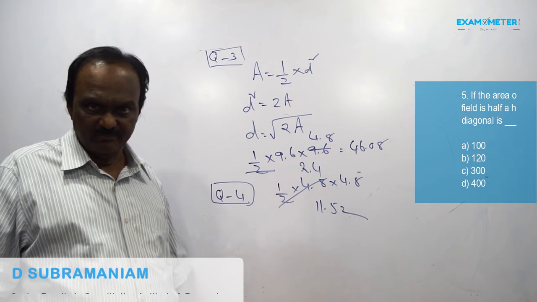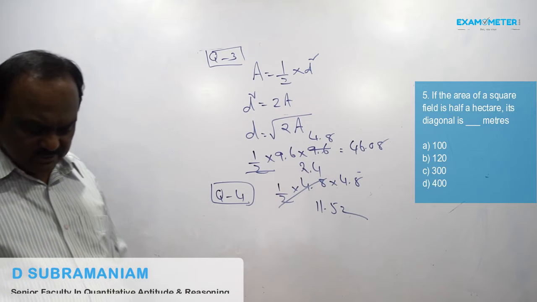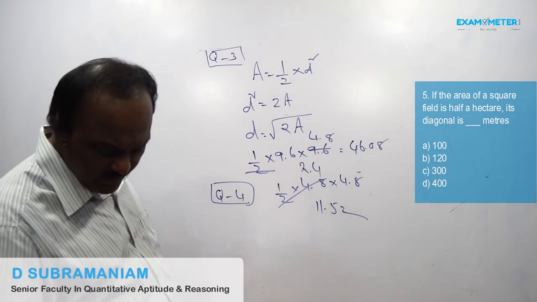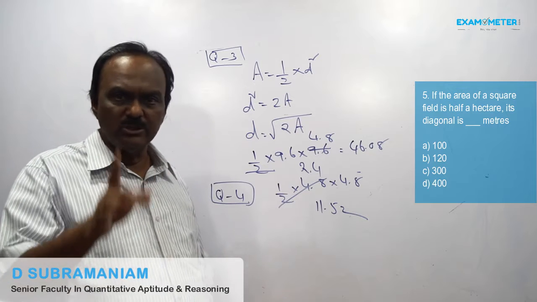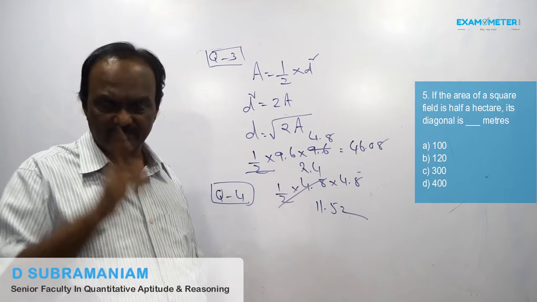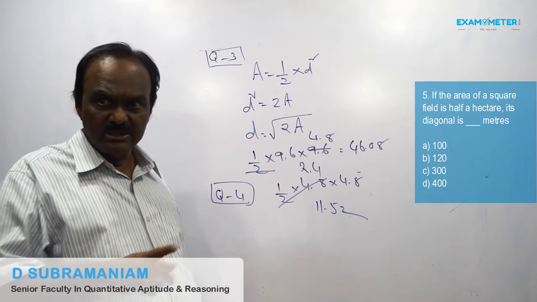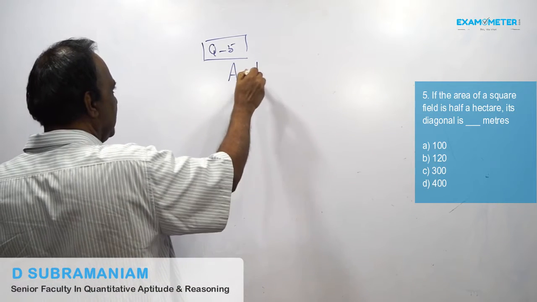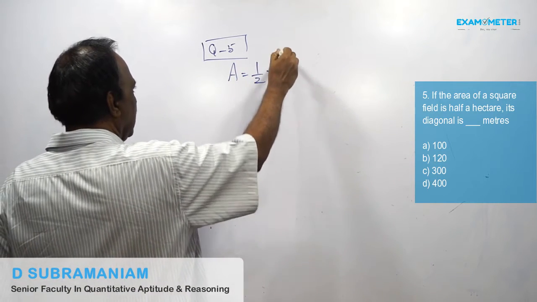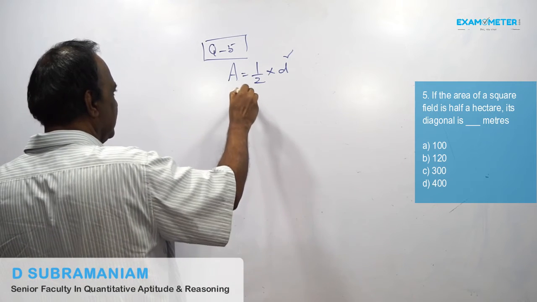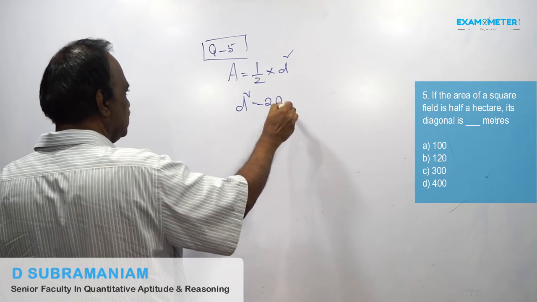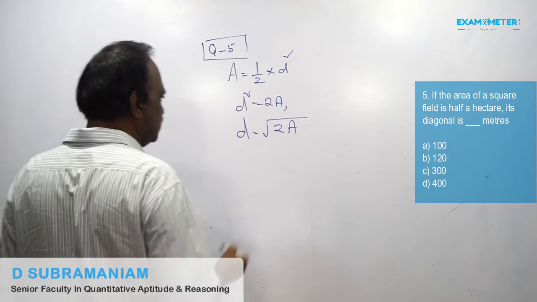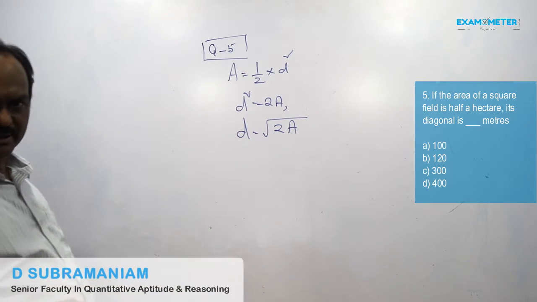Question number 5. If the area of a square field is half a hectare, its diagonal is how many meters? 1 hectare is equal to 10,000 square meter. Area is equal to half into d square. Therefore, d square is equal to 2 into area. Therefore, d is equal to root of 2 into area.